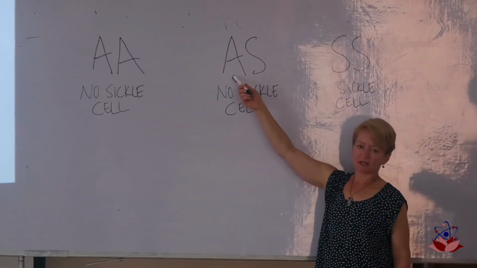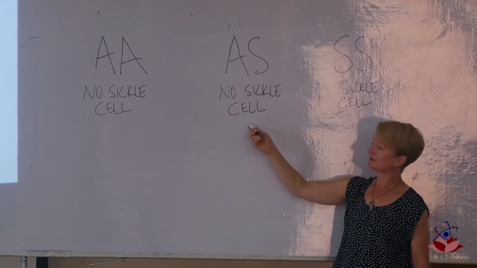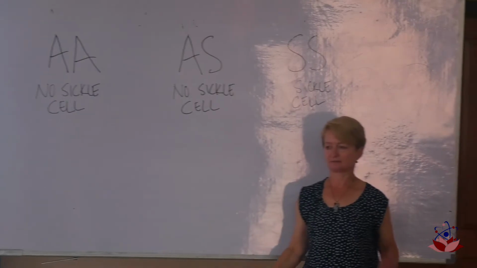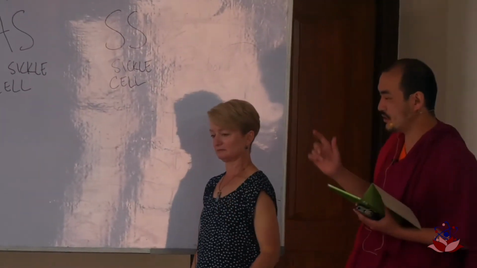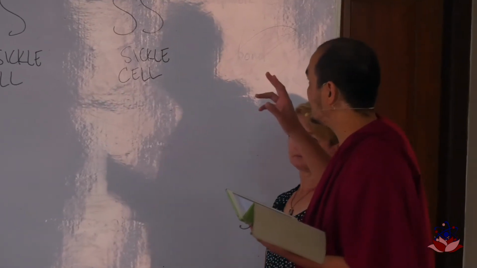Someone who has one copy of the normal allele and one copy of the disease allele also doesn't have sickle cell.